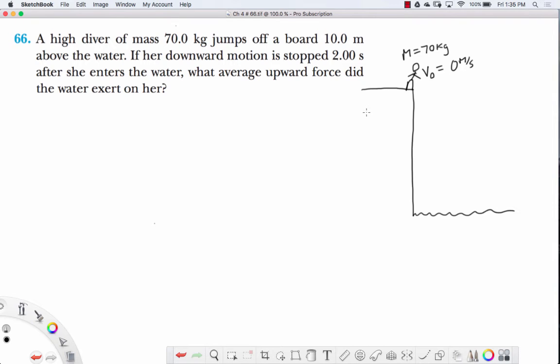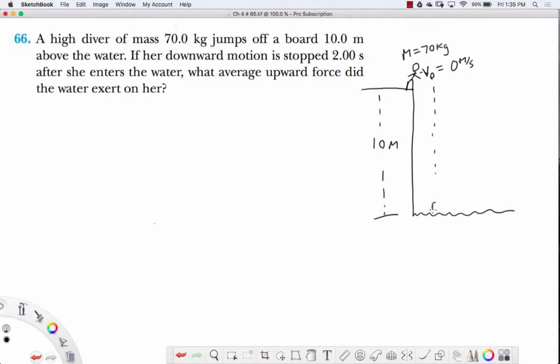Okay, number 66, a high diver. We have the mass of the high diver, 70 kilograms, who jumps off a board that's 10 meters high, so we'll put that on here. And so the diver goes like this. Starting from rest, the diver goes down towards the water.